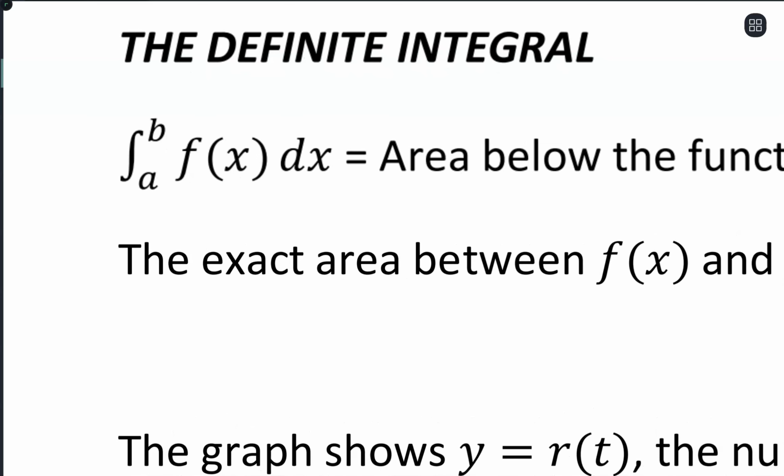The integral is this curvy piece at the beginning here. When it's a definite integral, we'll be stating the interval that we're taking the integral over. In this case, it's going from a to b. So this tells me I'm taking the definite integral from a to b of the function f of x, and then we have dx at the end there. All of this notation together tells me to look at the area below the function f of x and above the x-axis from a to b.